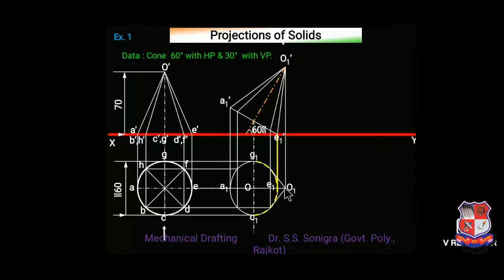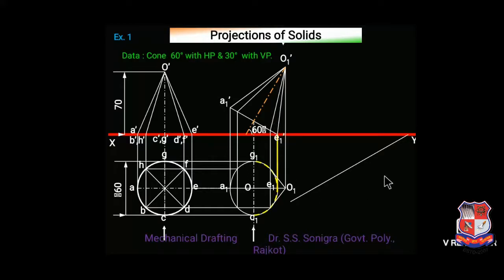curve with this O1 in such a way that it becomes tangent to this ellipse. This line should be tangent. You should not join O1 with G1 directly. No, they should not be directly joined. They should be joined like this. So this is top view, this is front view.